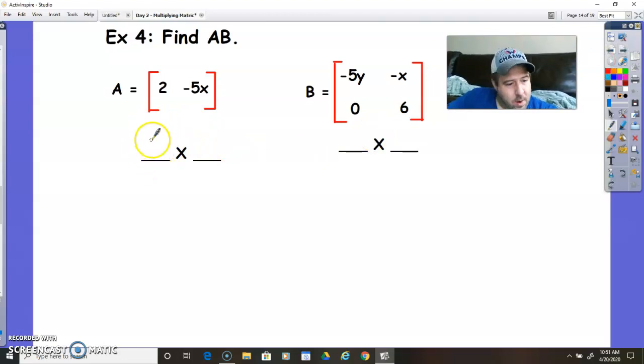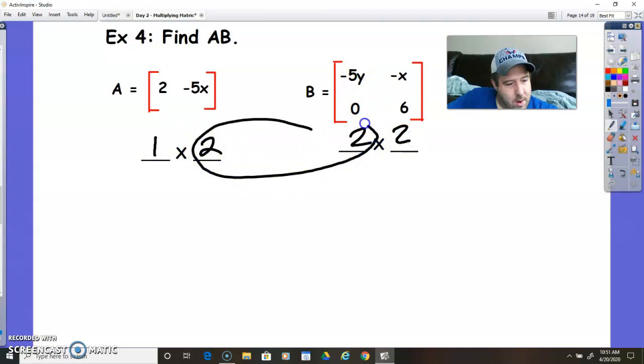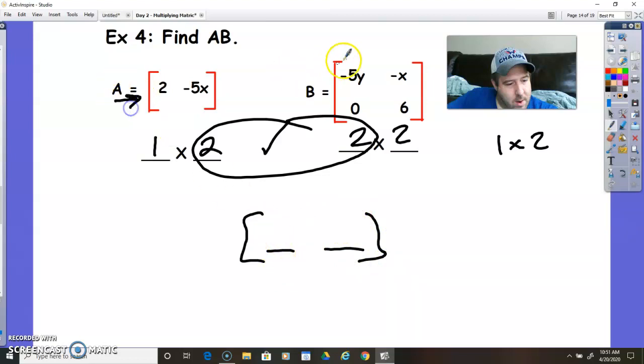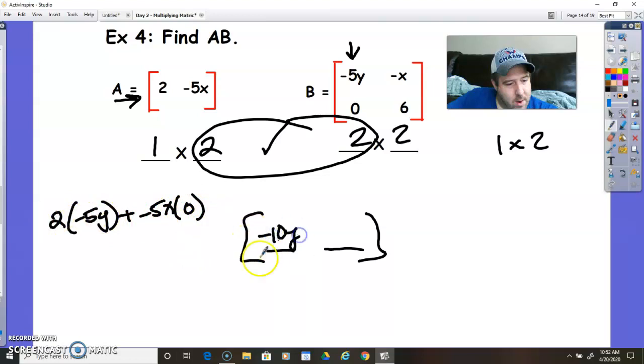One more, because I know I am running out of time. This is a 1 by 2 times a 2 by 2. This can work, and it's going to be a 1 by 2 answer, which means the answer is going to look something like this. Now, how do I find element 1, 1? So that's row 1 times column 1. So that's 2 times -5y plus -5x times 0. Well, anything times 0 is 0. And 2 times -5y is -10y.